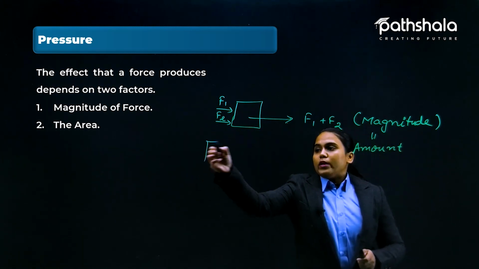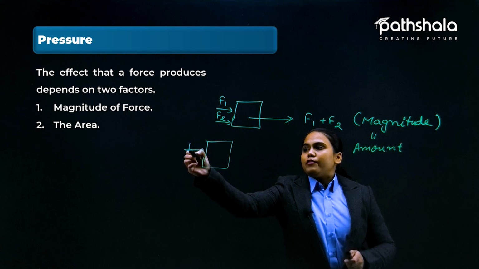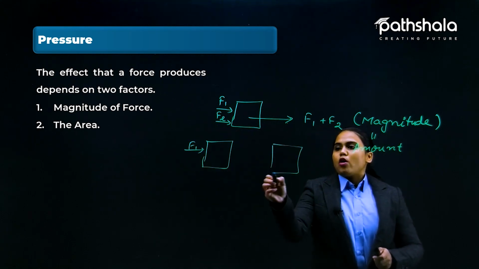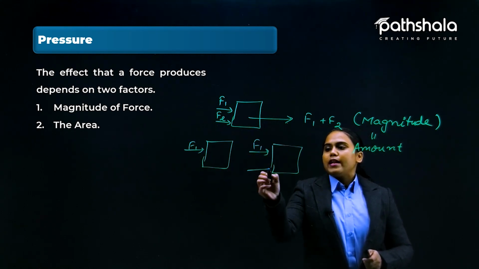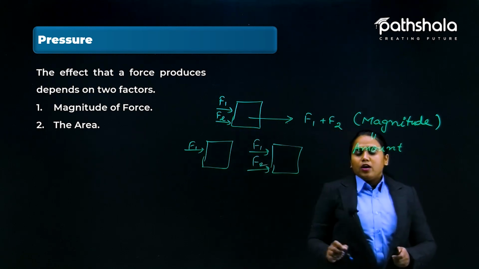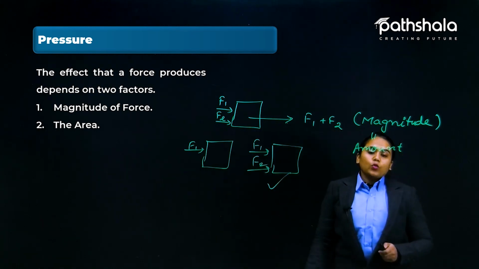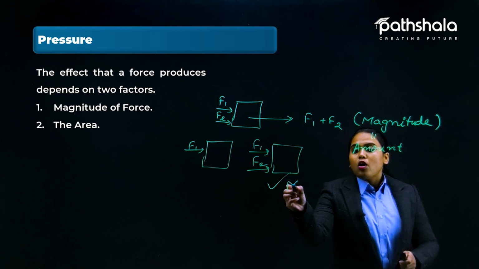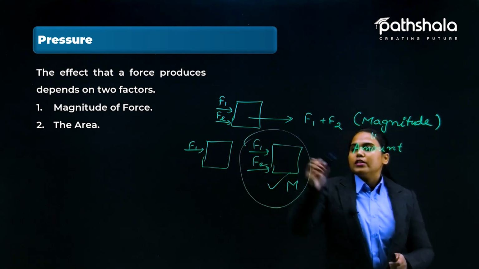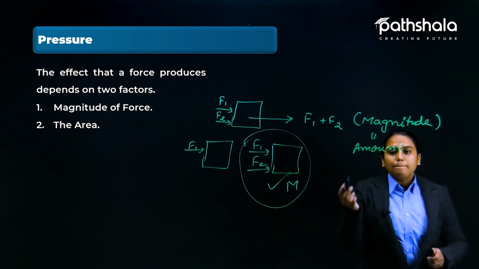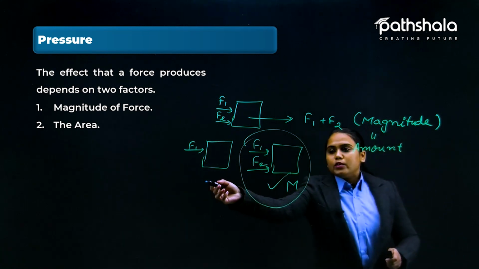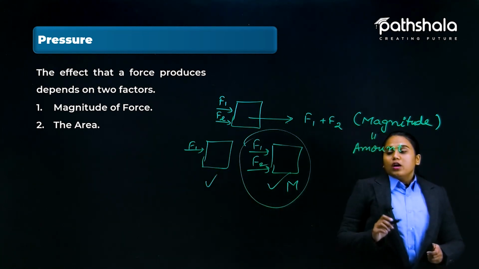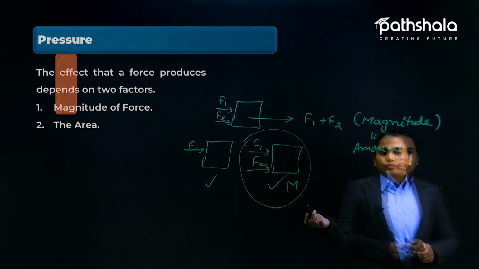Now, tell me which is greater, if a box is applied with one force only or if a box is applied with two forces, F1 and F2? Obviously, this one is greater. So, we can say that the magnitude of the force applied on this box is more compared to the previous one. Okay, now what about area? The effect of force also depends on area.